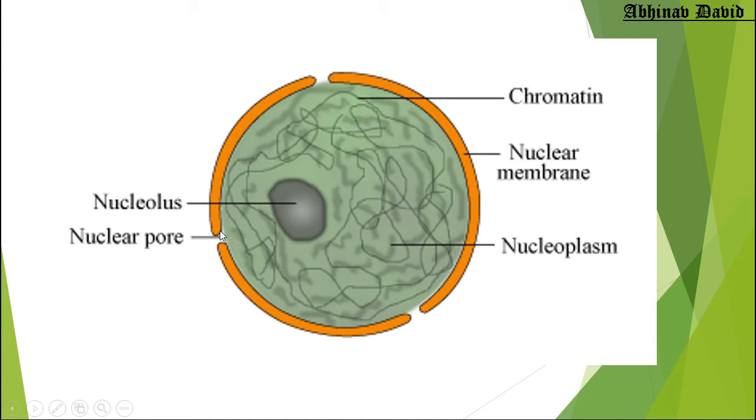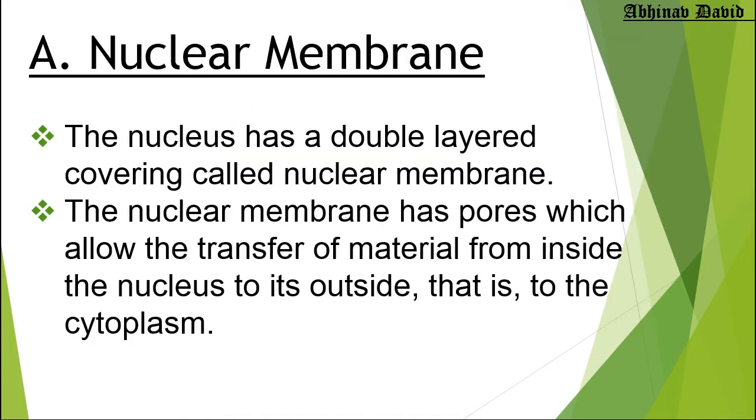Wherever they join, they form a small opening, and this opening you can see here is called the nuclear pore. So why is this nuclear pore there? The nuclear pore helps the material to be transported between the cytoplasm and the nucleoplasm. Whatever the cytoplasm wants to transport into the nucleoplasm, it transports through the nuclear pore, and whatever the nucleoplasm wants to transport outside the nucleus, it transports through the nuclear pores. So these nuclear pores help in transportation of substances between the nucleus and the cytoplasm.